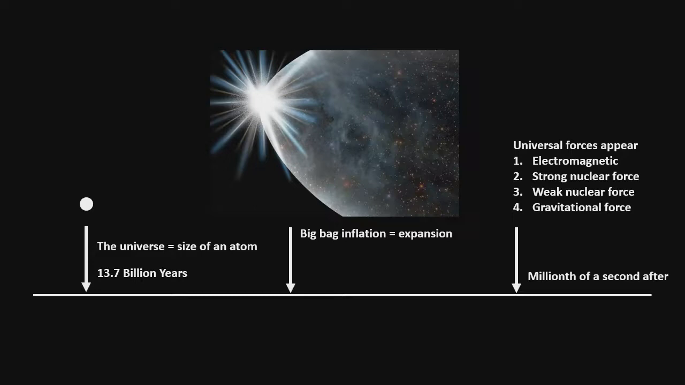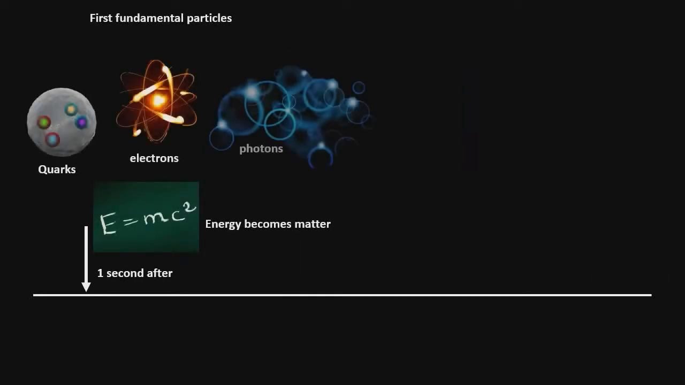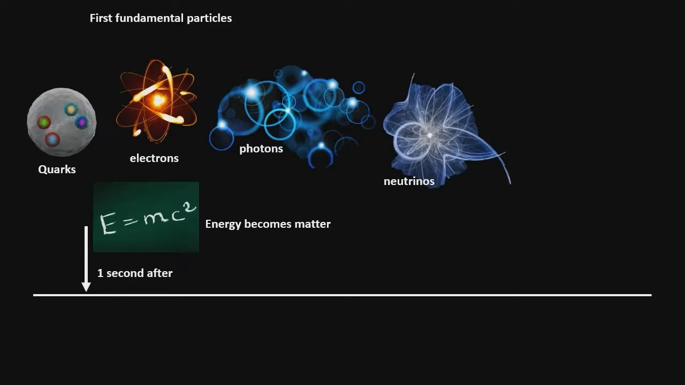A millionth of a second later, the four universal forces appeared. These are electromagnetic force, strong nuclear force, weak nuclear force, and gravitational force. One second later is the appearance of the first fundamental particles. This is actually the translation of Einstein's formula, E equals mc squared, or energy can become matter. In other words, when energy decreases, it can be transformed into matter.